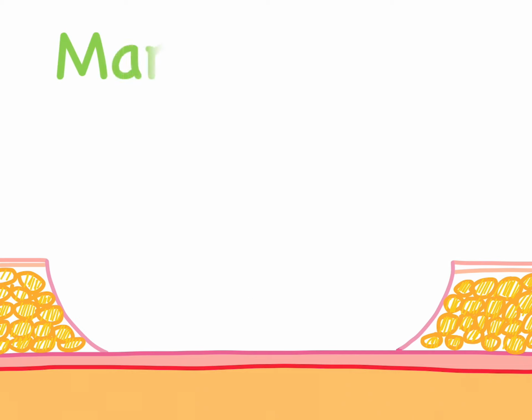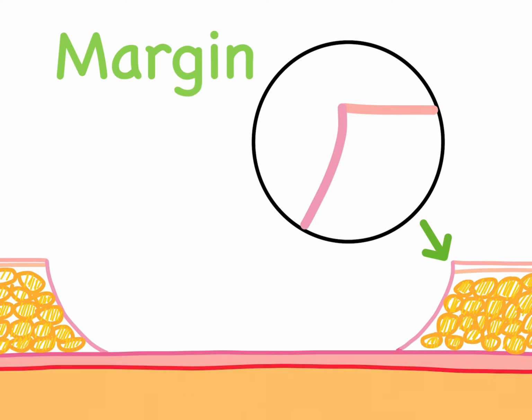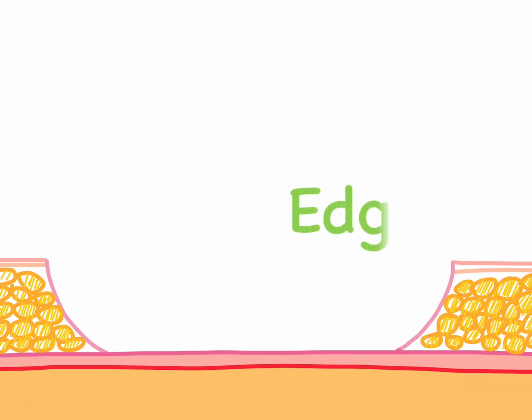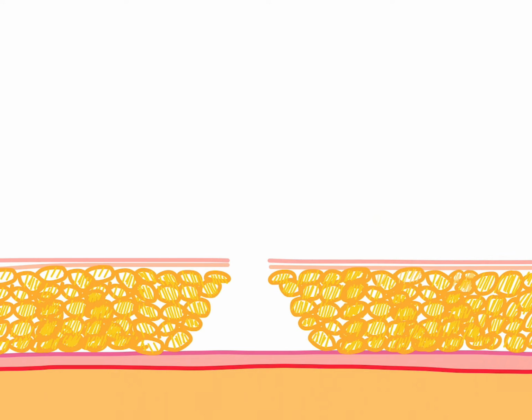Starting from margin, which is a junction between normal epithelium and ulcer, and it makes the boundary for ulcer. Continued by edge, the area where maximum activity takes place, present between margin and the floor. And let's see a few common types of it.